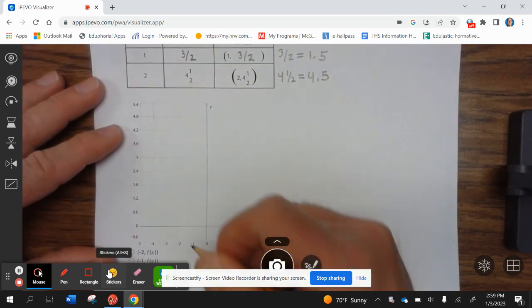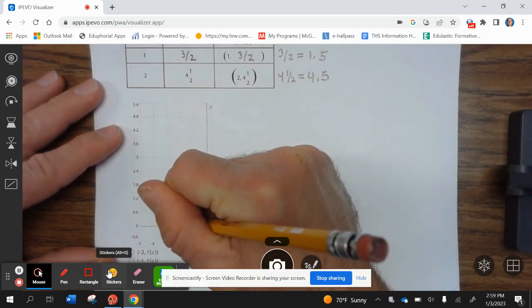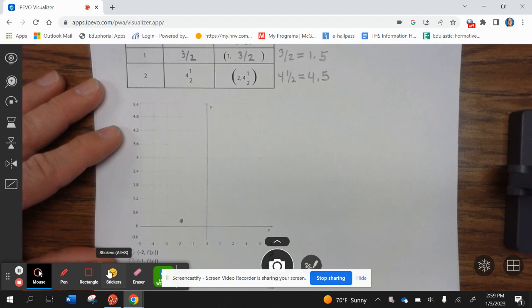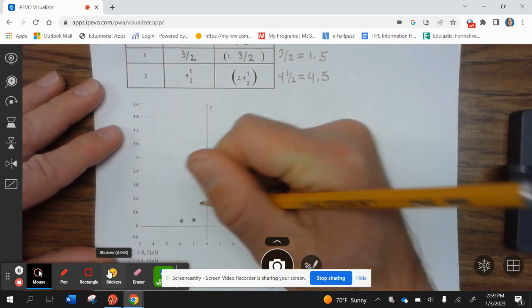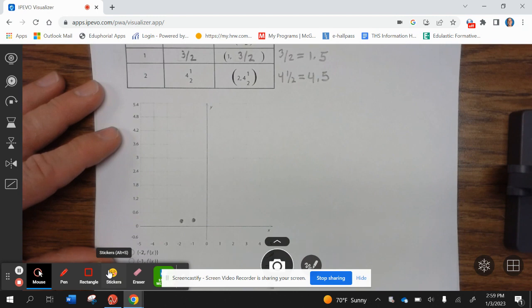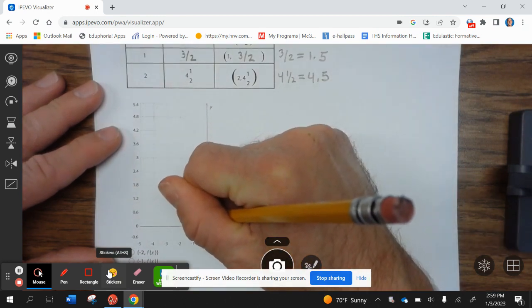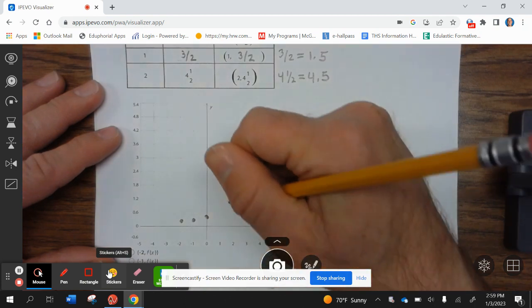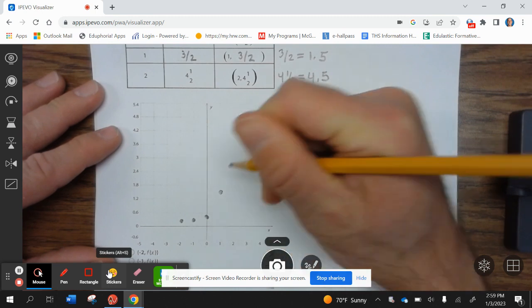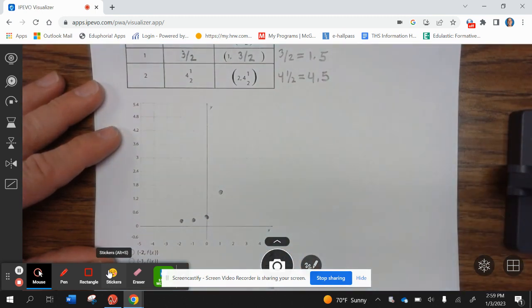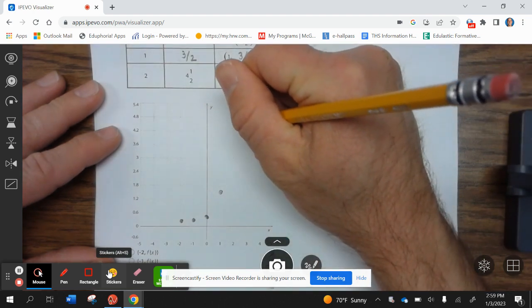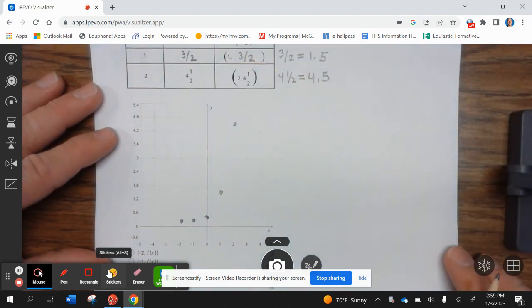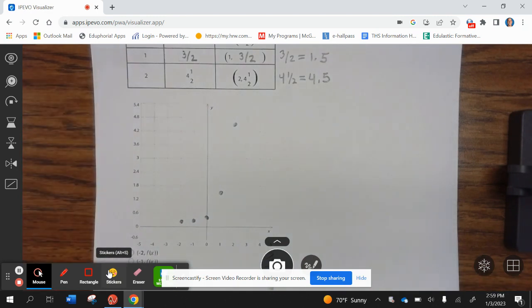So our first point is -2, 0.1, which is about right here. -1, 0.2 is just slightly higher, almost the same point. 0, 0.5, right below the 0.6. And then 1, 1.5, which is between 1.2 and 1.8. And then the last point is 2, 4.5, which is right there. Go ahead and finish up example 1.